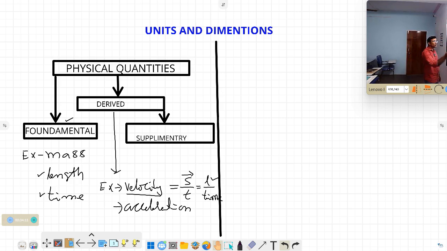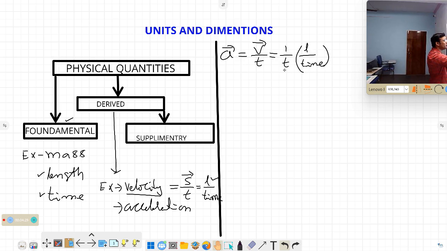Similarly, acceleration is also a derived physical quantity. Acceleration is a vector quantity that we can write as velocity by time. Velocity, that means 1 by t into velocity, we can write in terms of length by time. So here we have a time again. So acceleration I can write as length by time, twice the time, that means time square. This gives the information that acceleration depends on the fundamental quantity length and also another fundamental quantity, time.